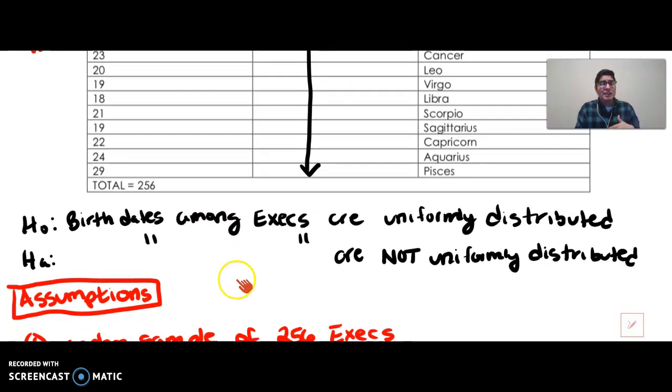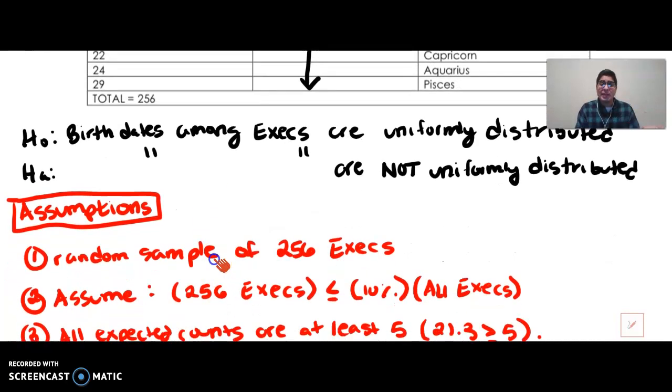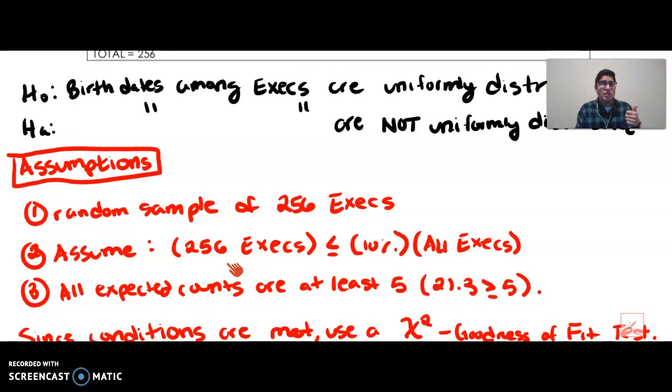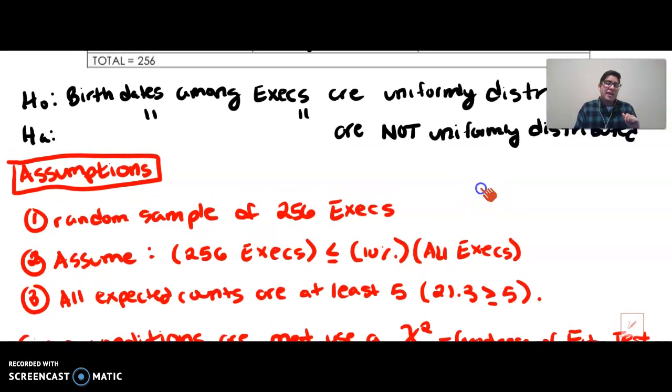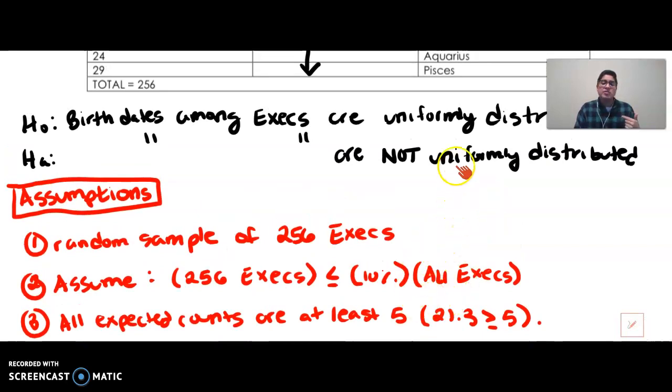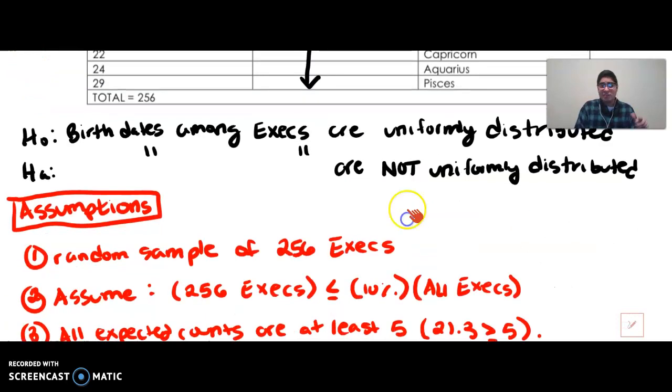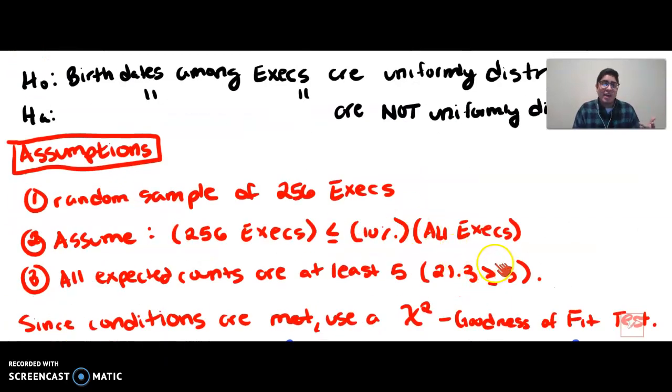Now we're going to move on to the plan step, and we're going to check our assumptions. We were told that we obtained a random sample of 256 executives. I can assume, although a little bit outlandish here, that 256 executives or maybe employees is less than or equal to 10% of all execs or employees at a very large company. Totally possible. And then lastly, I'm going to check that all expected counts are at least 5, which here we see 21.33333. All expected counts are at least 5, so we can proceed with our chi-square model. And since our conditions are met, we are going to use a chi-square goodness of fit test. Again, no confidence intervals, no one or two sample, just a chi-square procedure.